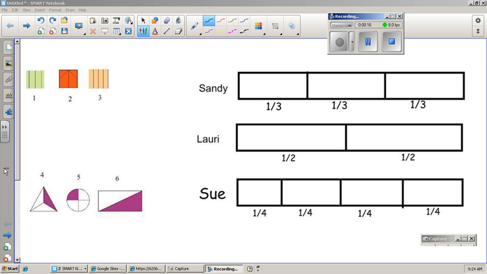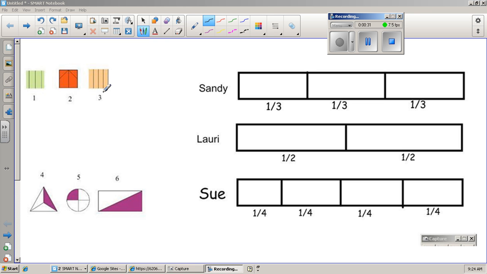Number 1, that fraction is not equal. Each piece is a different size. Number 2, that fraction is not equal. Each piece is a different size.